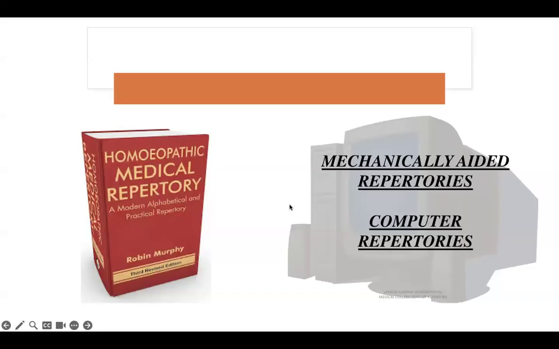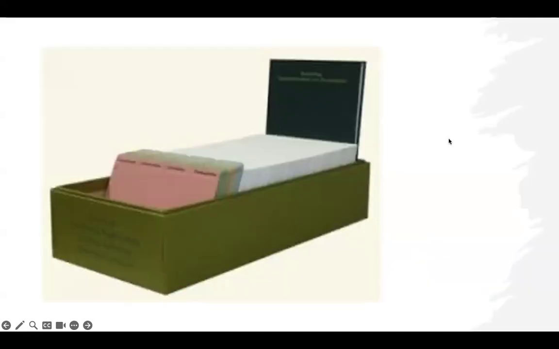Basically, on the basis of different types of presentation or forms, repertories are divided into three types. One is the book form, like Kent's repertory, Boenninghausen's repertory, and Robin Murphy's. So these are the book form. The second is mechanically aided repertories, or you can say computer repertories. And the third one is your card type.